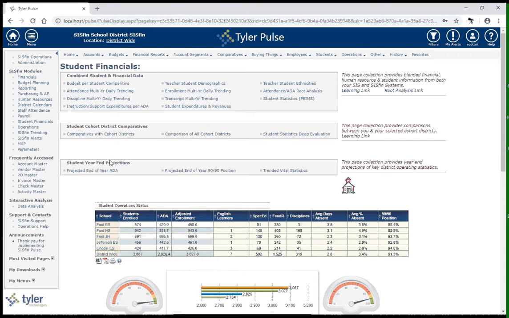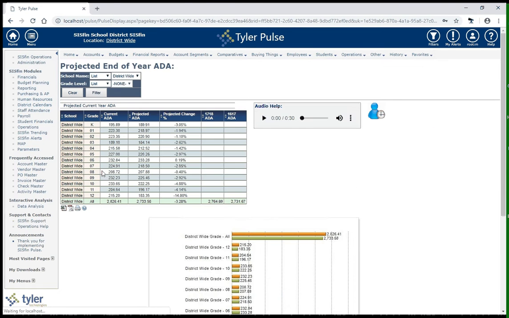This video is going to look at the student year-end projection section of the student financials main menu. So we're going to cover these three screens. Let's just go through each one individually.